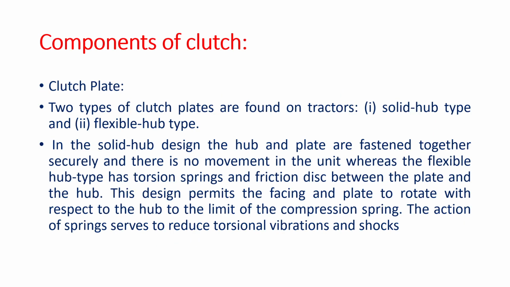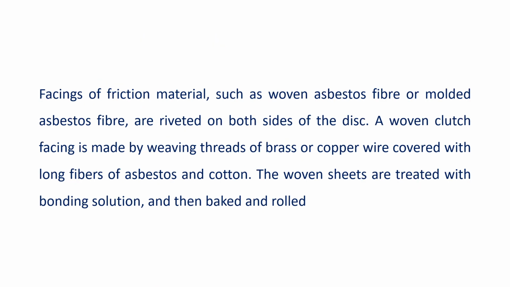The clutch plate can be a solid hub type or a flexible hub type. In a solid hub design, the hub and plate are fastened and there is no movement in the unit, whereas in the flexible type we have springs. Nowadays we go for the flexible type only, because engagement and disengagement is very easy. Facings for friction material can be made of woven asbestos fibers and so on. The woven threads or sheets can also be treated with bonding solutions in order to improve the efficiency of your clutch plate.